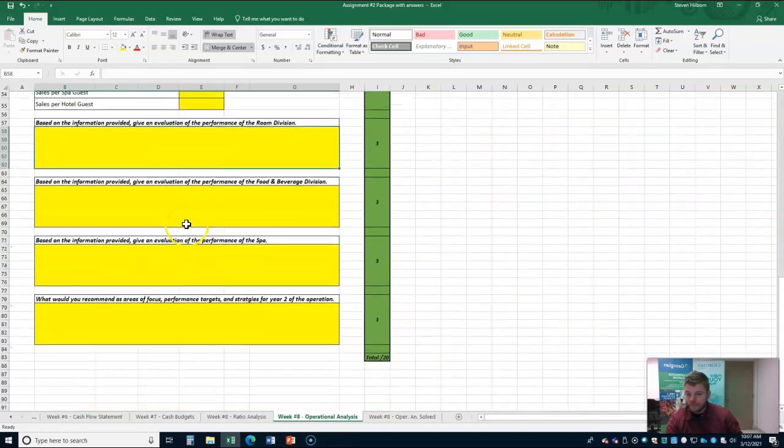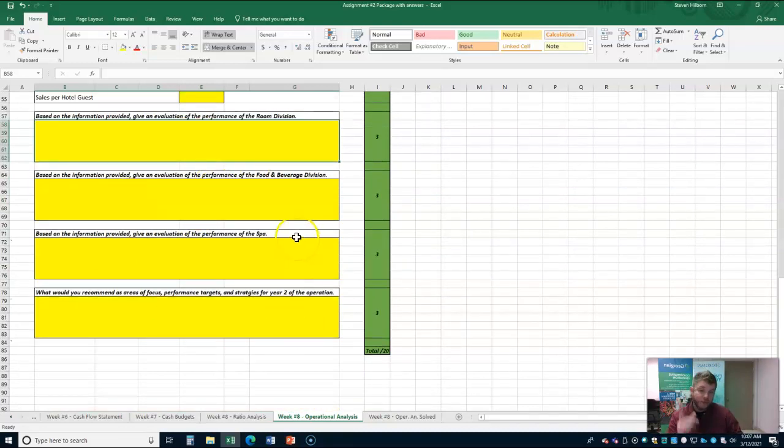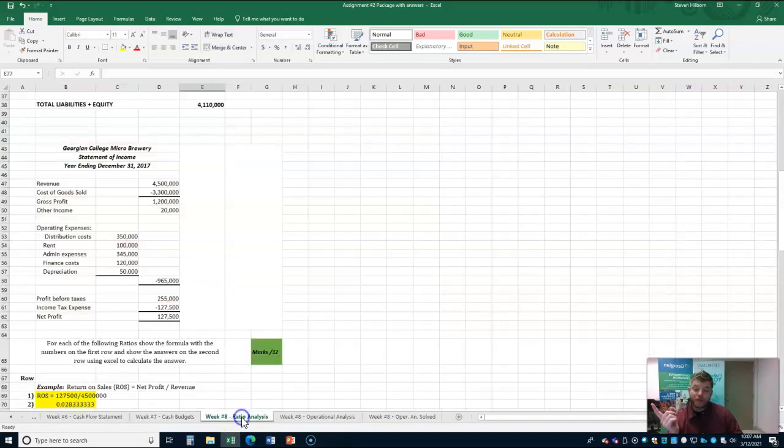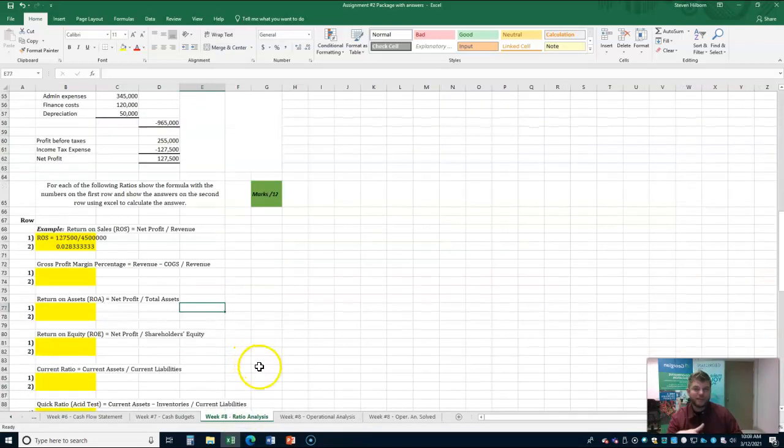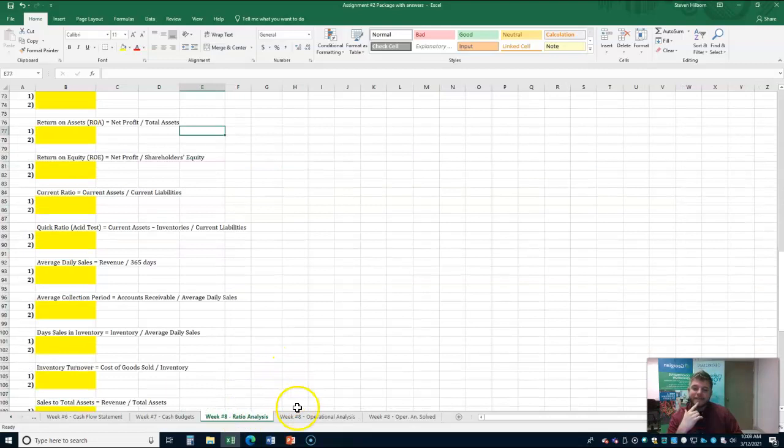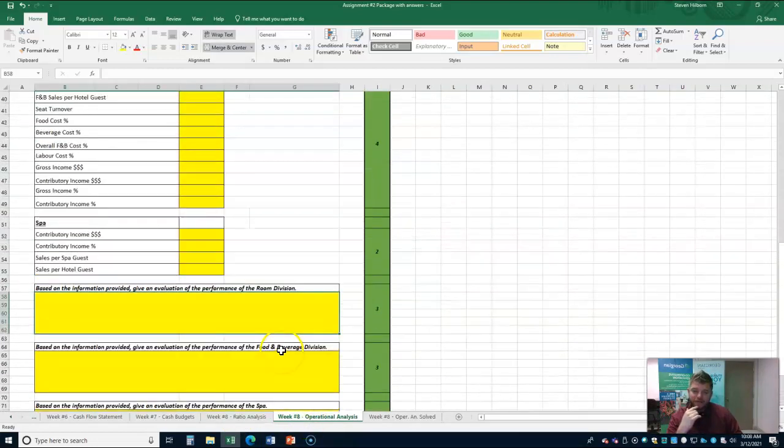So please go through all these, answer them as much as possible. We have class on Monday and Wednesday. I will go through the ratio analysis with you and answer any questions you might have. I'm not going to go through the operational analysis, but you can ask me a couple questions if you're confused with the formula.